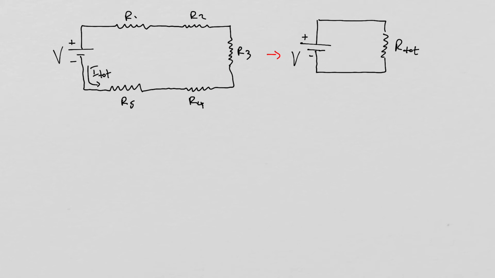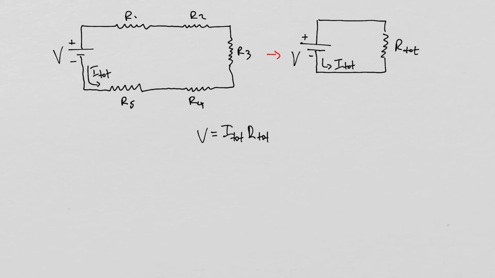And here we have the total current flowing in the circuit. So now I can use Ohm's law to write down the relationship between the voltage in the circuit, the total current, and the total resistance of the circuit. Ohm's law, we know, looks like so: V is equal to I total times R total. Now the question that remains is, what is the total resistance of the circuit? Keep in mind that this total resistance replaces the resistances of those resistors here.